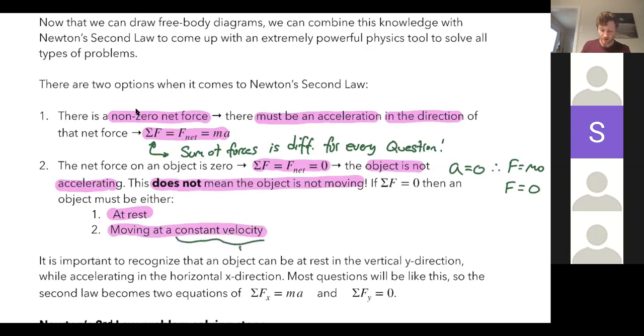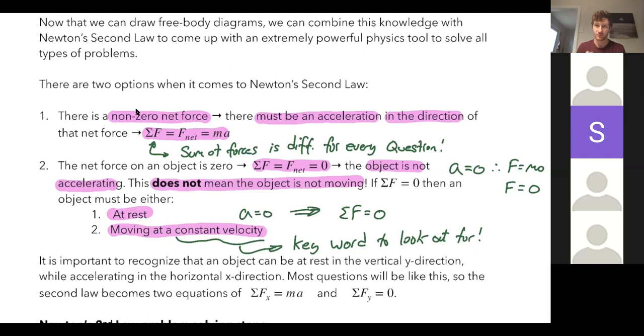And this constant velocity is a key word to look out for. If you read in a question constant velocity, that's telling you straight up that the sum of the forces is equal to zero. Okay, keyword. If it tells you it's at rest, fine, zero, that makes sense. But if it's constant velocity, that tells you that your acceleration is equal to zero, which means the sum of the forces is also equal to zero.